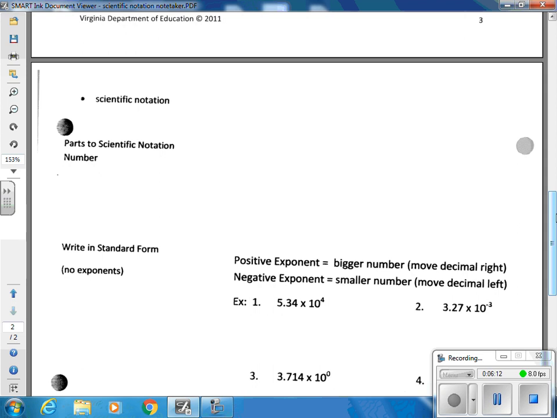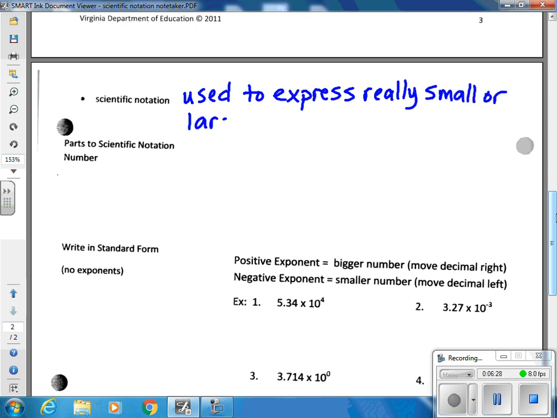For scientific notation, the definition, or basically what it's used for: scientific notation is used to express really small or large numbers. It saves us from having to write those really tiny numbers or really large numbers in standard form because they take up so much space. Scientific notation takes up less space. Every number can be written in scientific notation, but the really big ones and the really small ones are the ones it's most useful for.